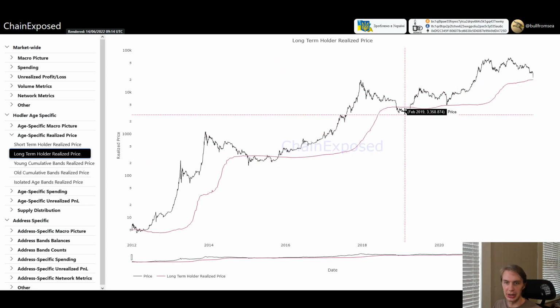And the reason I say this can be important is that for every bear market in the past, every bear market bottom, we've dipped at least a little bit below the long-term holder realized price to differing degrees. Only a little bit here, quite a bit here, and then a decent amount here.